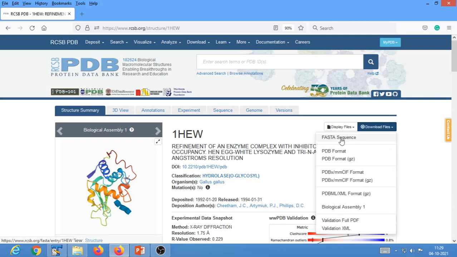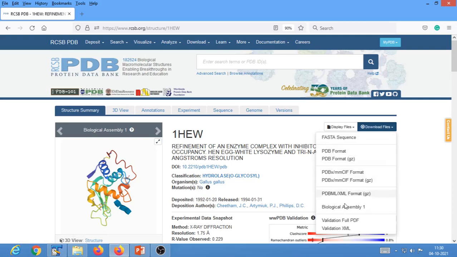For example, you can download the sequence of that protein molecule in FASTA format. You can download the PDB file in text format. You can download that molecule in PDB format that has the extension .gz. You can also download this structural data in mmCIF format or XML format. There are a lot of options.